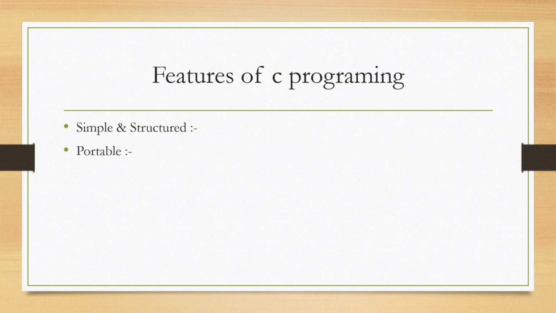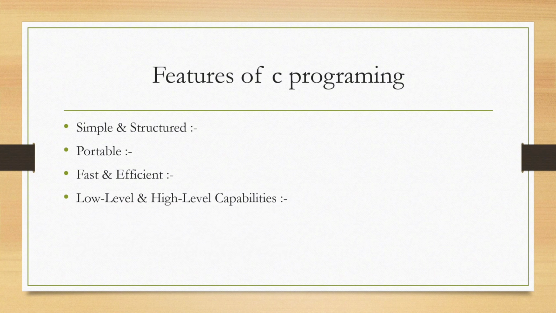The next property of C is fast and efficient. C is faster than Java and Python because it is compiled directly into machine code, whereas Java uses JVM and Python uses an interpreter. C does not have runtime overhead, making it ideal for high performance applications like gaming, OS development and etc.